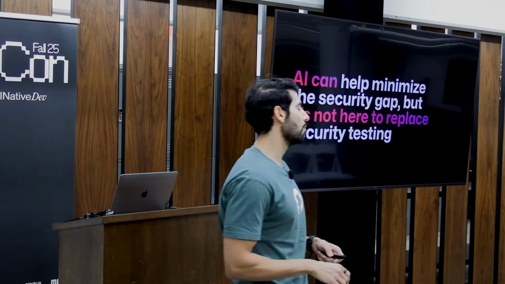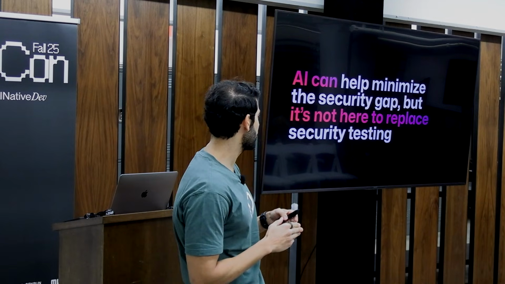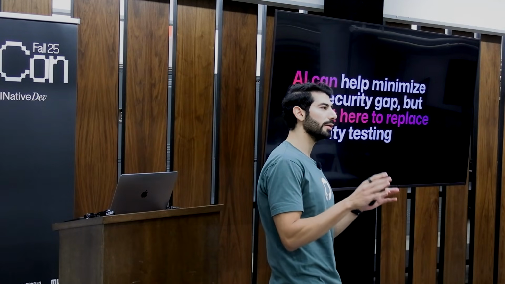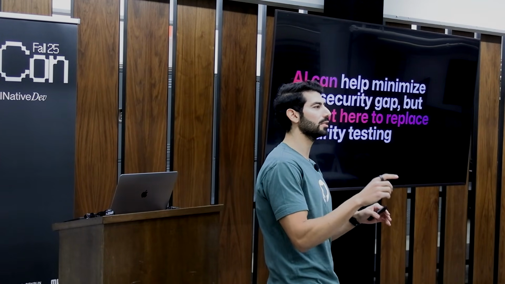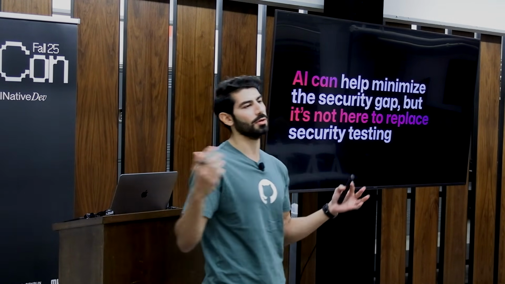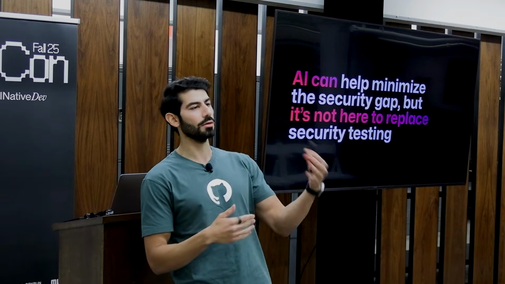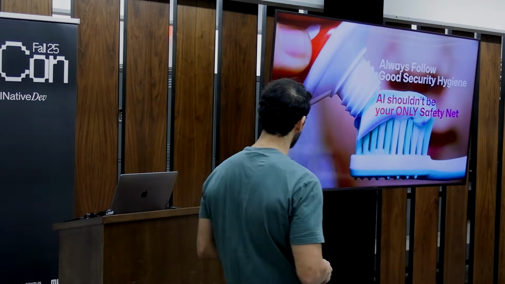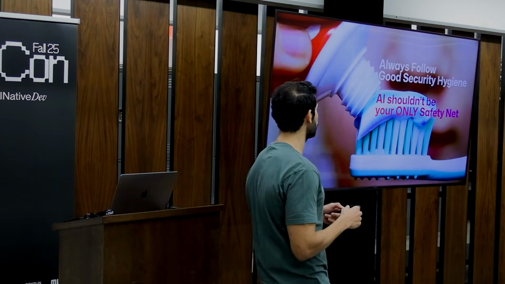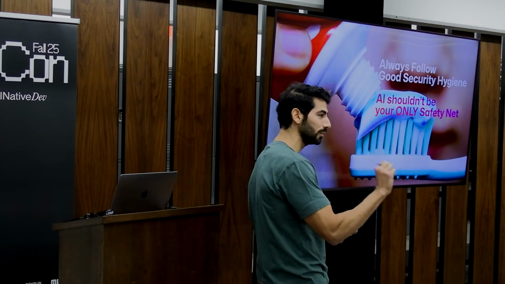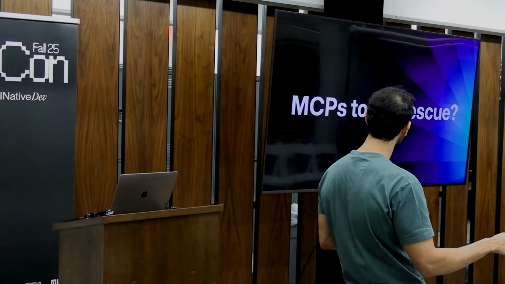This is because while AI can help minimize the security gap, it's not here to replace security testing. The security testing we use is built for security testing because it has taint tracking capabilities and data flow capabilities, while the AI we have is predicting the next keyword, either an English keyword or another language, or a coding keyword, and is not good at detecting stuff. So as developers, always follow good security hygiene. AI shouldn't be your only, as you see with caps, and only is the keyword here, safety net.